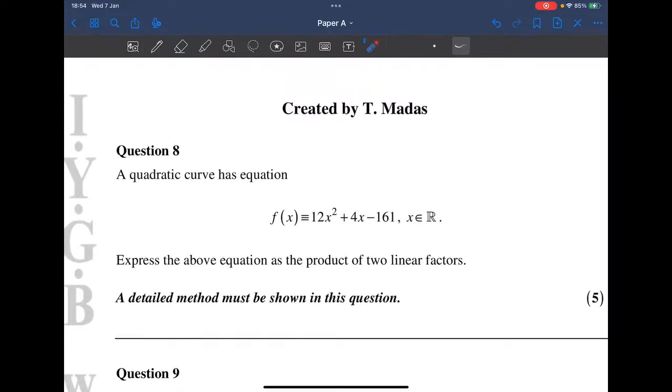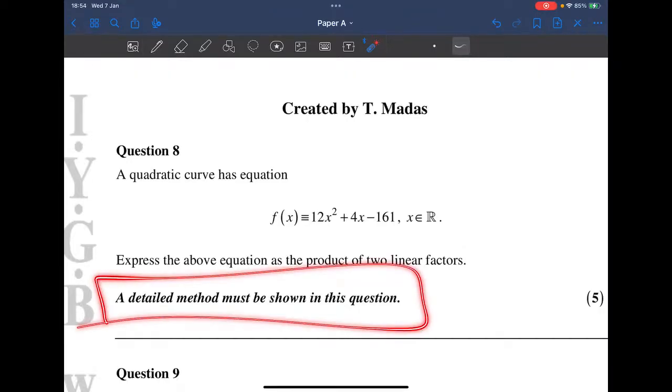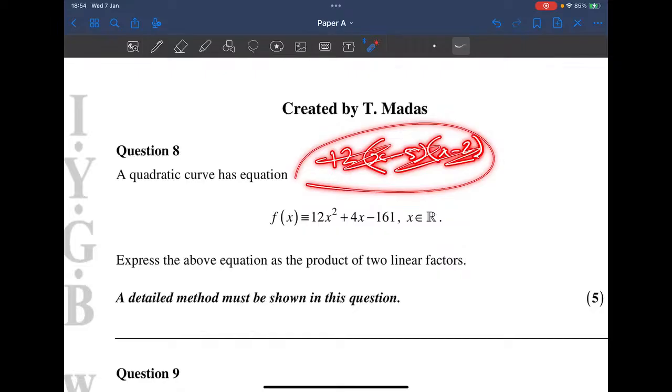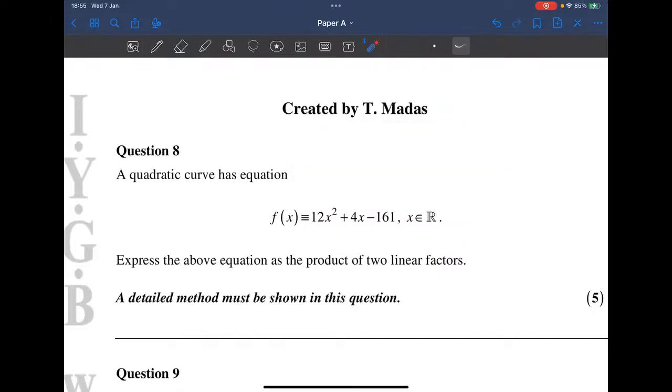So we have some quadratic equation. We want to find the above equation as a product of two linear factors. Detailed method must be shown in this question. So I think that is just telling us, don't just use your calculator, solve the quadratic, and then think, if you get like 5 and 2, you can just be like x minus 5, x minus 2, and then we need a 12 at the front. So we can't be doing that sort of stuff. We have to actually do some sort of method.